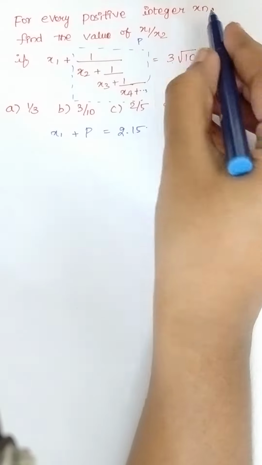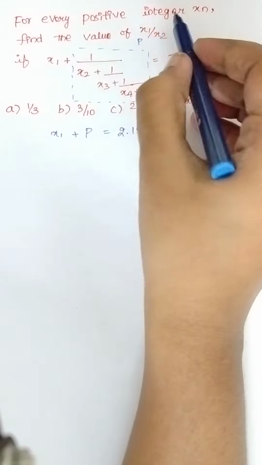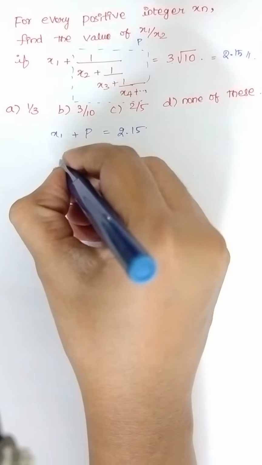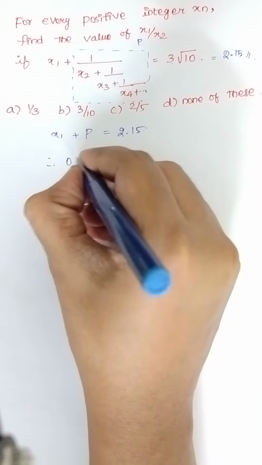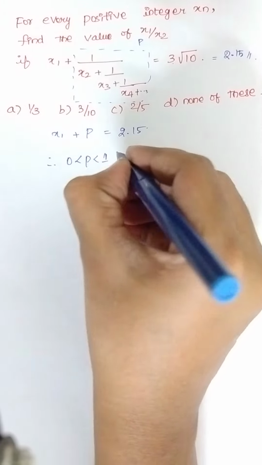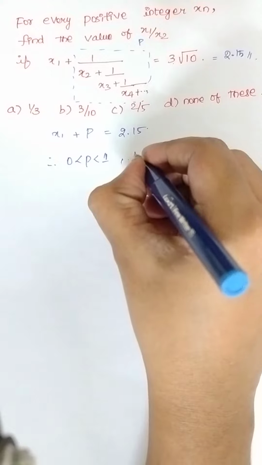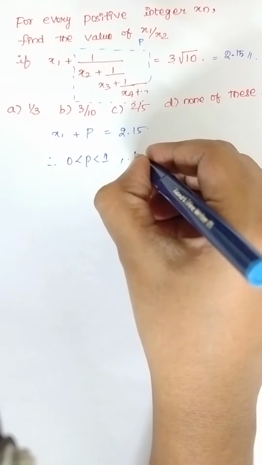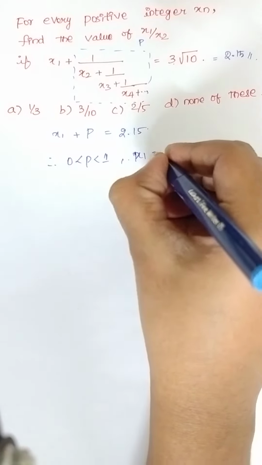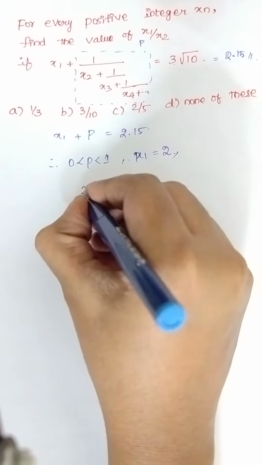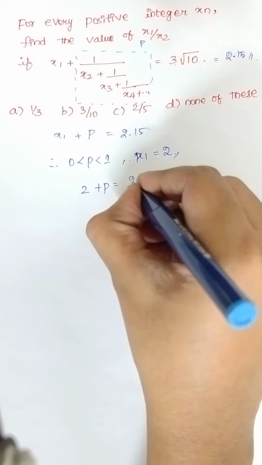Therefore, we know that x1, x2, x3 are all positive integers. So, if it is positive, then the p must lie between 0 to 1. Therefore, I considered x1 as 2. So, 2 plus p is equal to 2.15. Therefore, p is equal to 0.15.